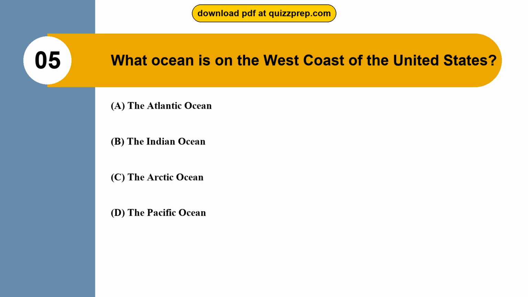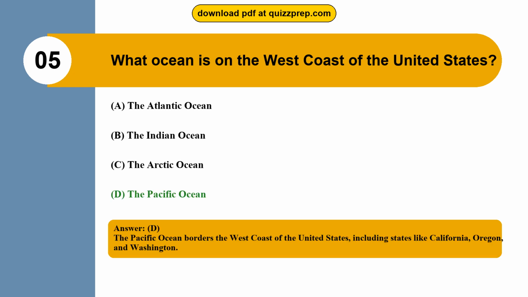Question 5. What ocean is on the west coast of the United States? Option A, the Atlantic Ocean. Option B, the Indian Ocean. Option C, the Arctic Ocean. Option D, the Pacific Ocean. The correct answer is option D, the Pacific Ocean. The Pacific Ocean borders the west coast of the United States, including states like California, Oregon, and Washington.